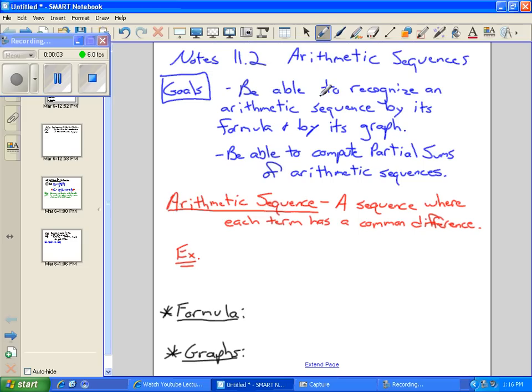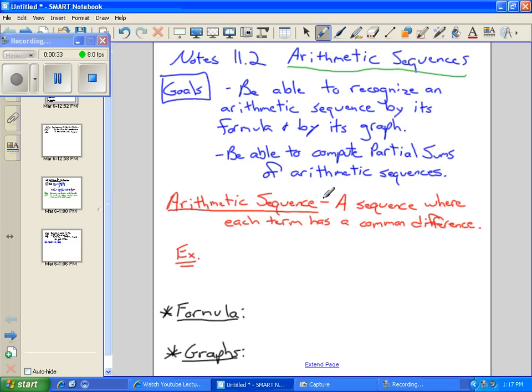All right, section 11.2 is on arithmetic sequences. It's just a special type of sequence that we need to be aware of. The two things you need to make sure you can do from this section: you need to be able to recognize an arithmetic sequence by its formula and also by its graph. The other thing we're going to talk about here is I want you to be able to compute partial sums of arithmetic sequences.